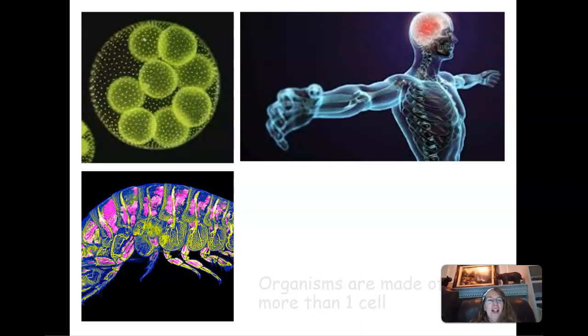The picture on the upper left, you would think was a multicellular organism, but it's actually, oh my goodness, a colony of unicellular organisms. I won't try to trick you on a test. Well, maybe not with that picture.